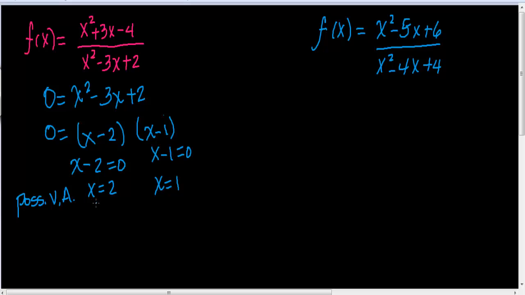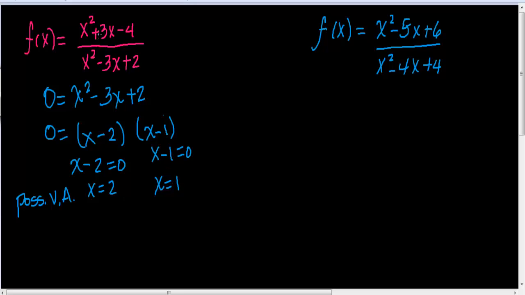How do I find out for sure if it is or not? Well, I have to take each one of them and substitute it in the numerator. Now, there's some rules here. If I substitute an x that I think is a vertical asymptote in the numerator, and I get a 0 in the numerator also, then that means I have to study this further. If I substitute my x in the numerator and I do not get a 0, then you've hit the jackpot. This is a vertical asymptote, okay? The same goes for this one.